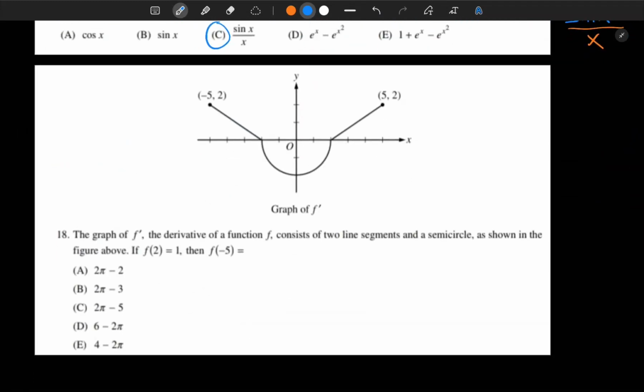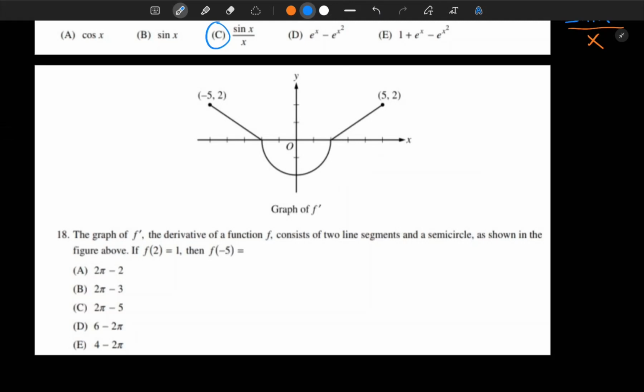Next, the graph of f prime, the derivative of a function f, consists of two line segments and a semicircle, as shown in the figure above. If f of 2 is equal to 1, then what is f of negative 5?